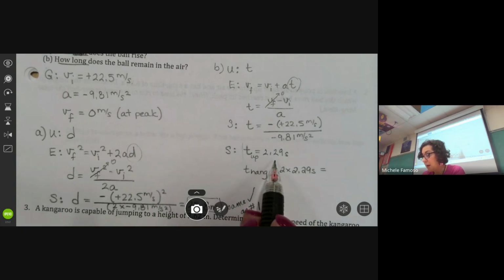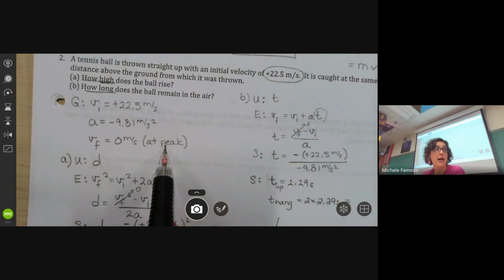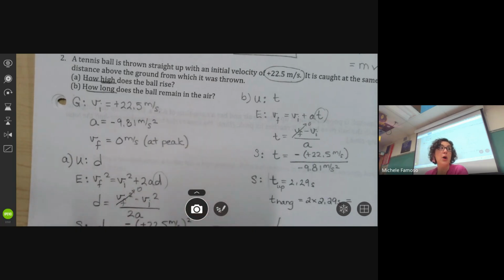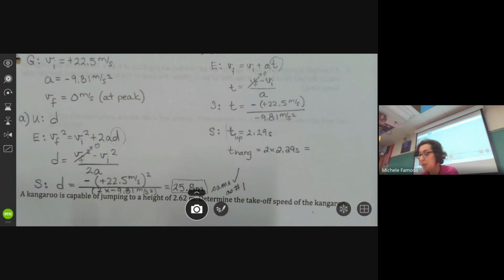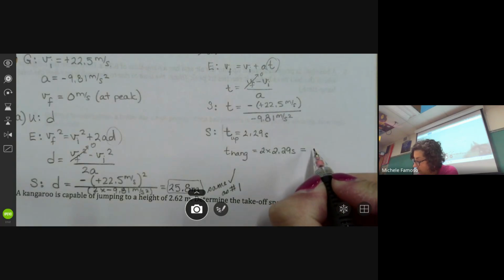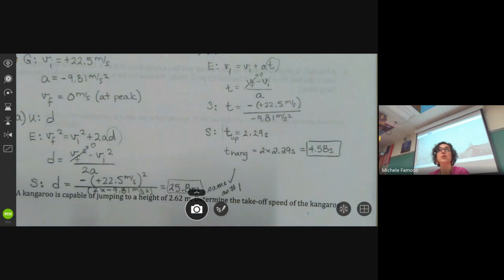This value is the time going up because it used the ending velocity as the peak velocity. And I want the total time in the air. The ball doesn't just go up. It goes up and comes down. So that's why you have to double it. Okay. Blake, can you tell me what that gives you for the hang time, please? Yes. And that is our final answer to the question.